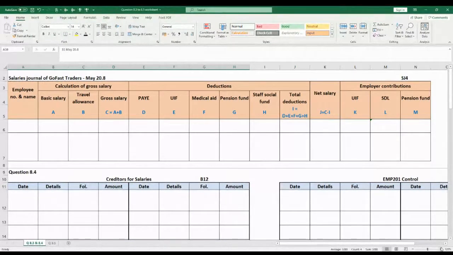I'm going to give you 5 minutes. Take question 8.3 and input all the information in that salaries journal, and then we're going to discuss it and see where you guys put the amounts. If you've got questions, you're allowed to ask me in the chat function. I am available.